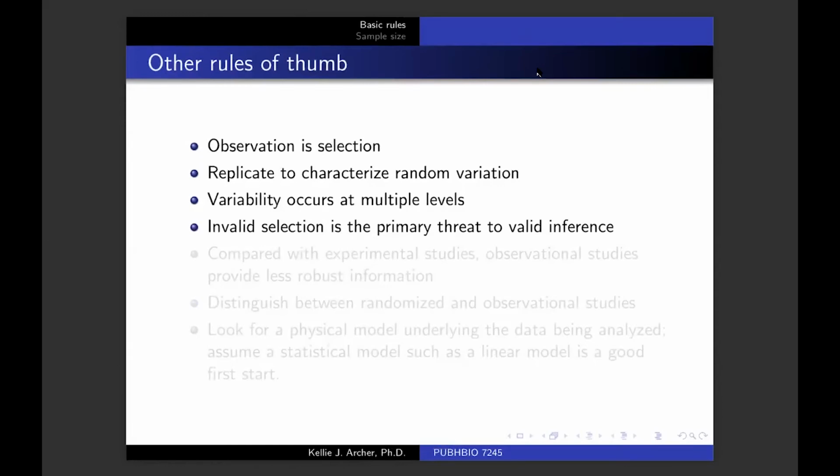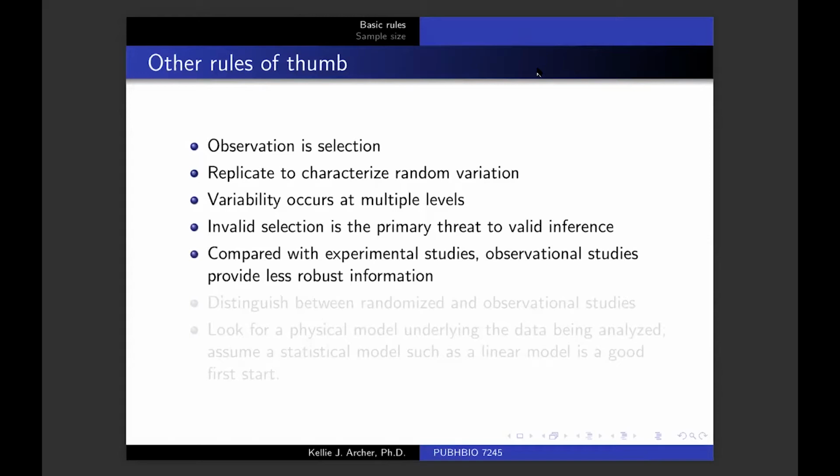Invalid selection is the primary threat to valid inference. Selection bias occurs when the sample is not representative of the population of interest. It is therefore very important to be able to describe the selection process.